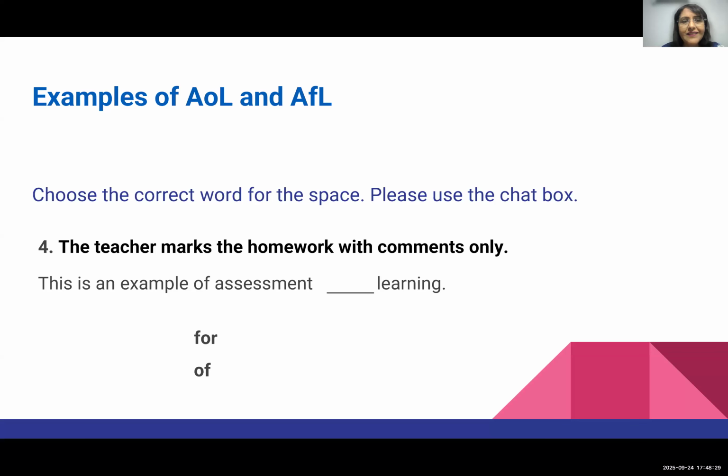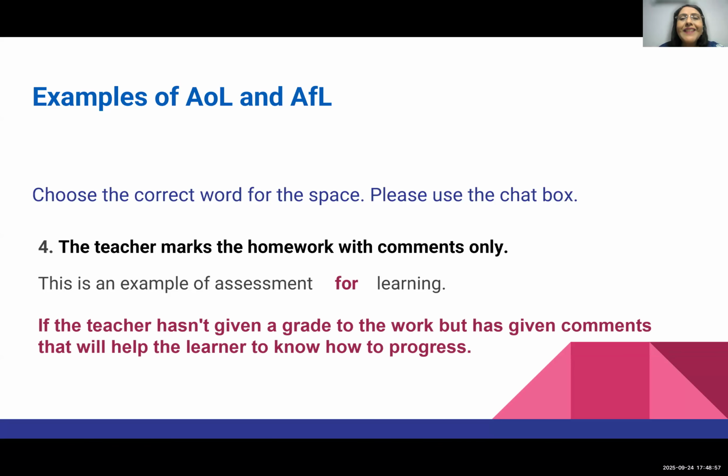The last one. The teacher marks the homework with comments only. Now what do you say? What kind of assessment is this? Barring a few exceptions, Chitra, most of the participants are saying it is assessment for learning. Okay, let us see. This is also an example of assessment for learning. When the teacher provides feedback instead of a grade, it helps the learner understand how to improve and move forward.